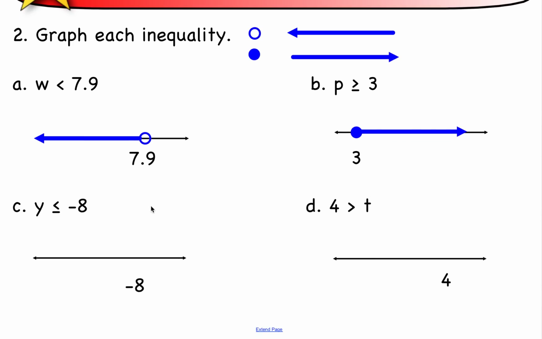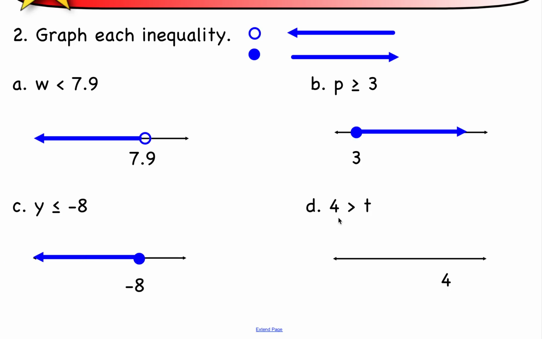The third one, letter C, y is less than or equal to -8. Again, we have the equal to with it. So I'm going to take a solid dot and put that on -8 on my number line. And it's going to point to the left. It's less than or equal to -8. So I'm going to grab the arrow or the line that's pointing to the left.